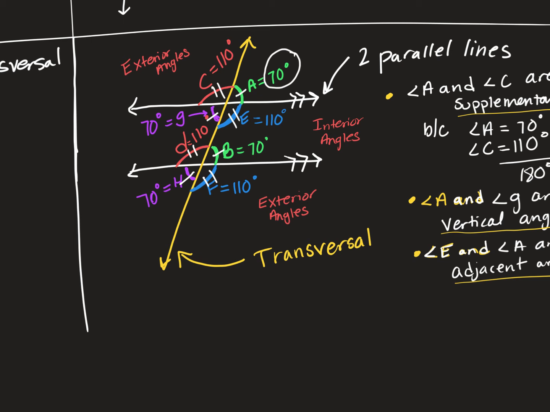So the angles that are on top, so A and C, and the angles that are on the bottom, F and H, those are exterior. The ones that are interior are angle E, G, D, and B. Those are interior, inside.